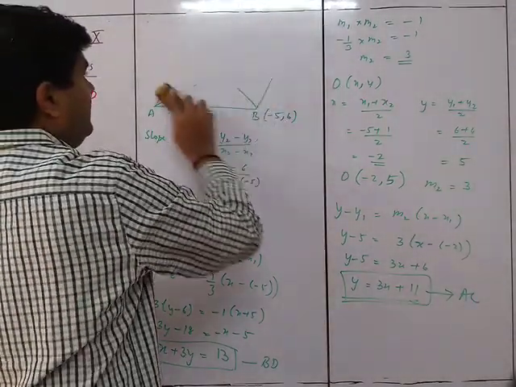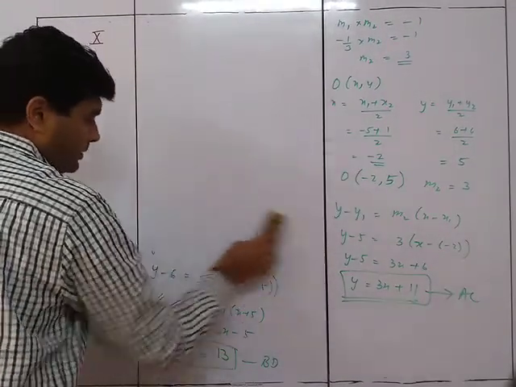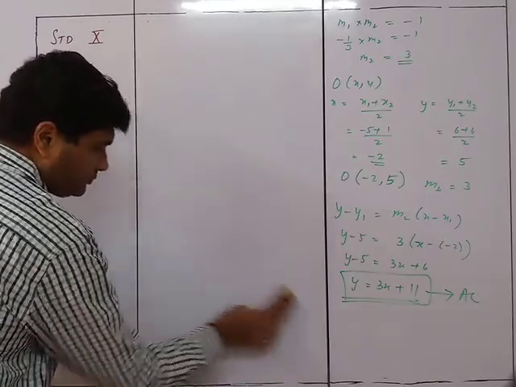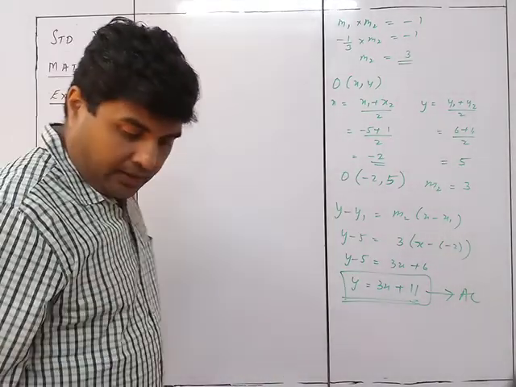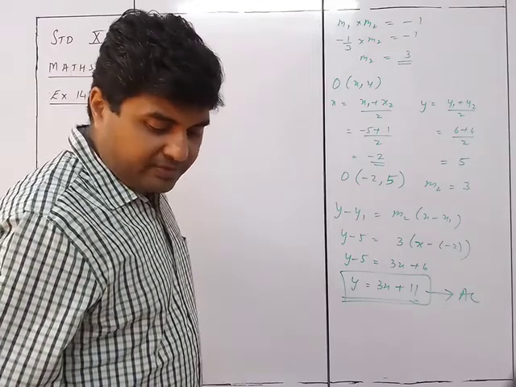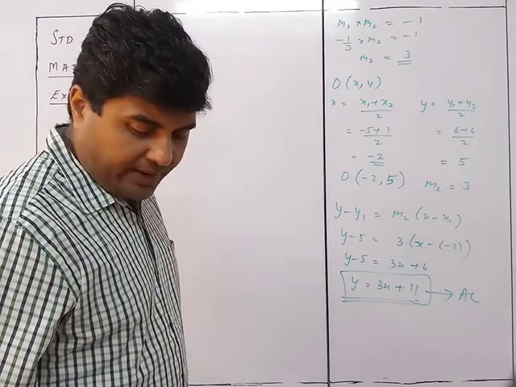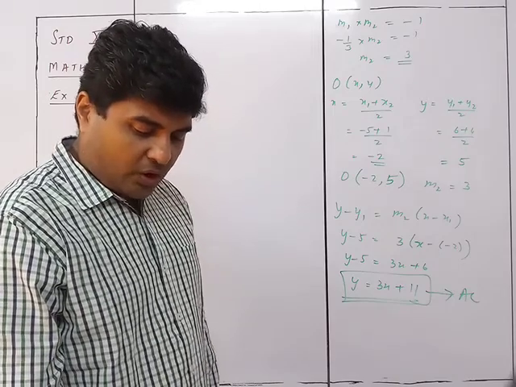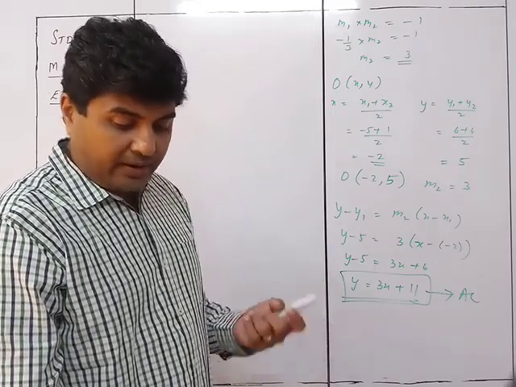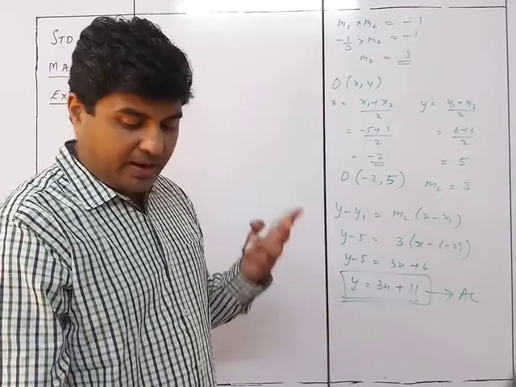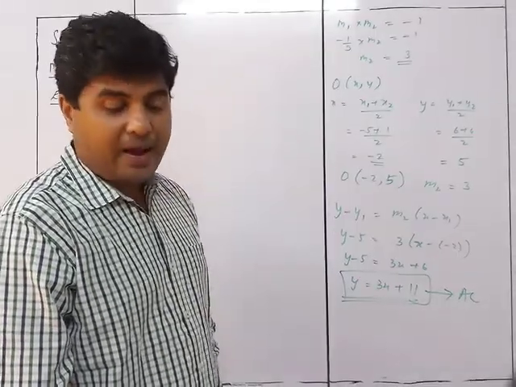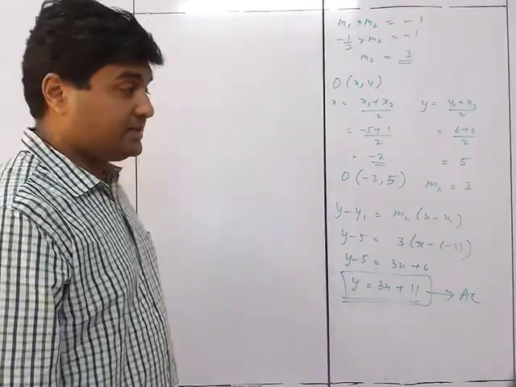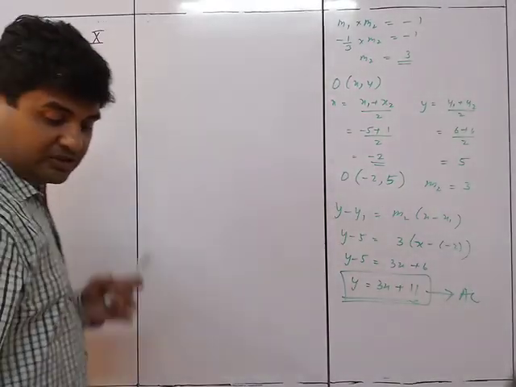So sum number 19. A, B and C, that is 1 comma minus 5, 2 comma 2 and minus 2 comma 4, are the vertices of triangle ABC. Find the equation of the median of the triangle through A, the altitude of the triangle through B, and the line through C parallel to AB. Okay, let's see one by one. So there are 3 questions in the same one.